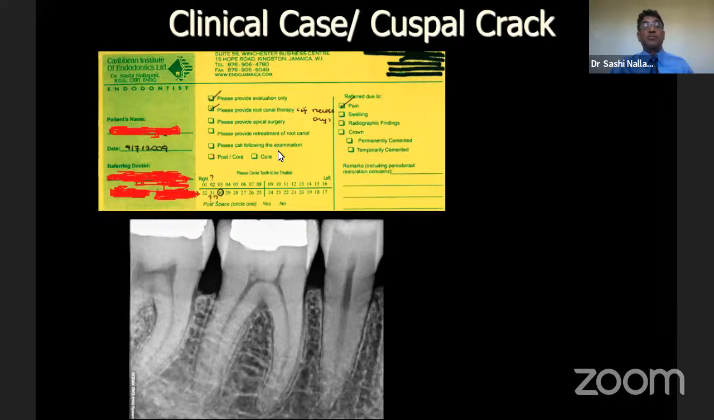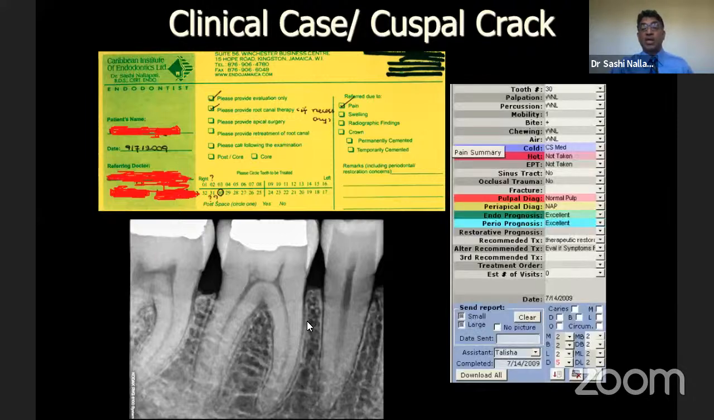Classic example in my office, here is tooth number 30, first molar. The patient was referred to me saying, "Please provide evaluation only and also root canal therapy if you think it's necessary." The patient is having pain. So when I tested the tooth, what are my findings? Essentially, everything is pretty normal except bite. When the patient bites down, there is sensitivity on release. Cold is normal, medium. So my diagnosis is normal pulp. And then I said, okay, let me see what's going on with this tooth, more than likely cracked. So I gave him an appointment to come back.